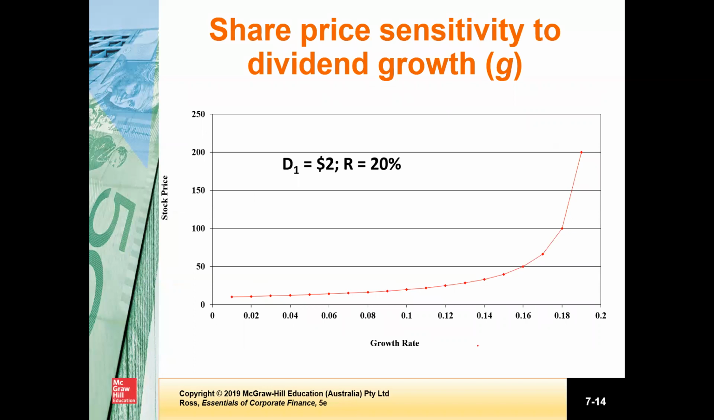Okay. Now, share price and sensitivity to dividend growth. You need to realize one point: the dividend growth rate is an important determinant of share price. The higher the dividend growth rate, the higher the share price should be, right? For example, when your next period dividend is $2 and your required rate of return is 20%, as the growth rate increases, share price also increases. That means share price should capture the dividend next period and also your expected growth rate of the dividend.